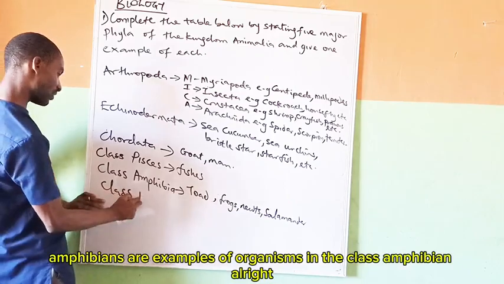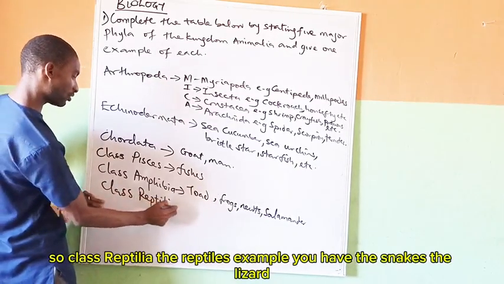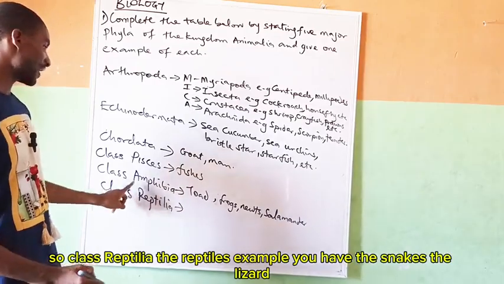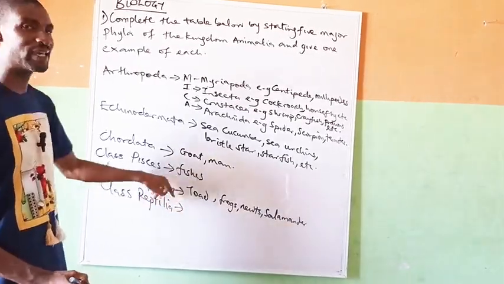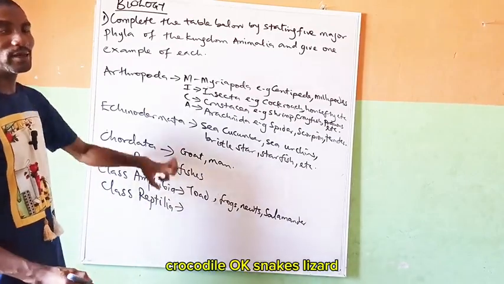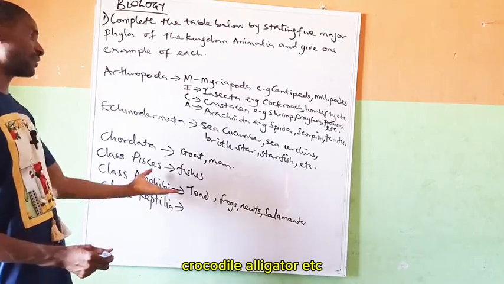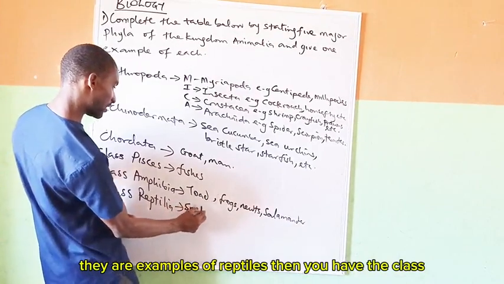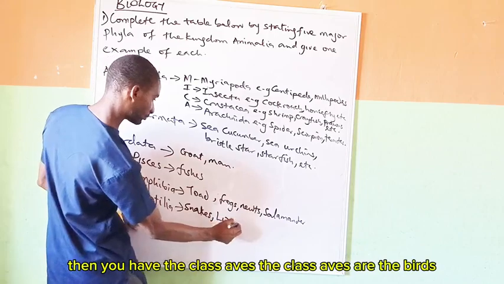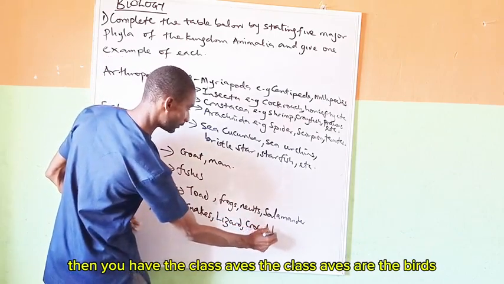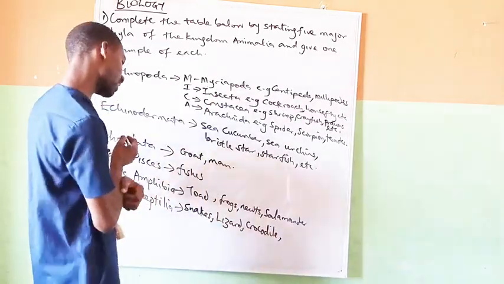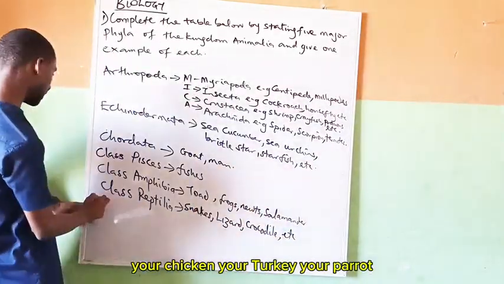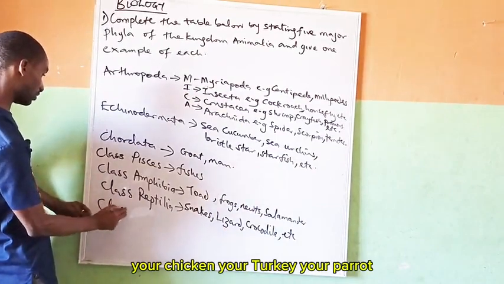Then you have the class Reptilia. Please take note of this in your exam. Not class reptiles. Class Reptilia. Class Amphibia. Not class amphibians. No, amphibians are examples of organisms in the class Amphibia. Right? So class Reptilia, the reptiles. Example, you have the snakes, the lizard, the crocodile, alligator, etc. They are examples of reptiles. The turtle as well.